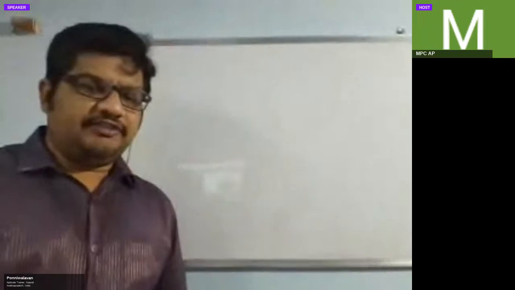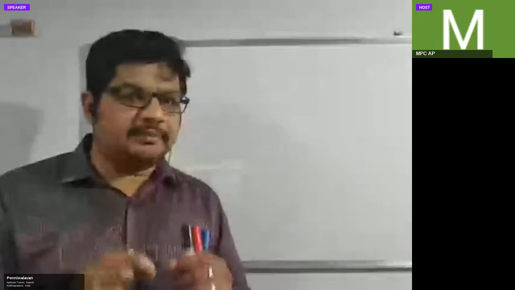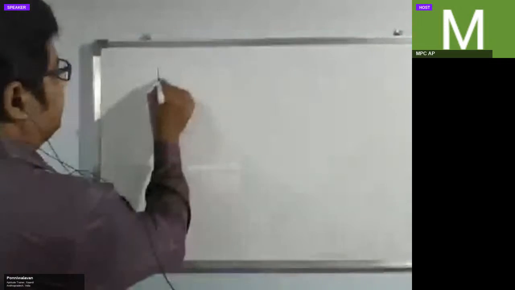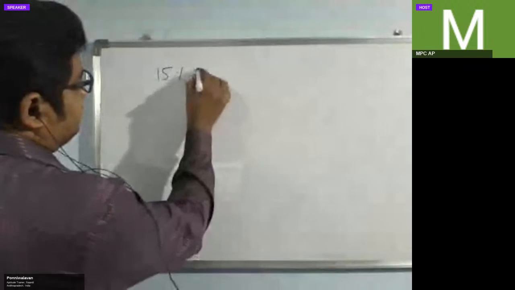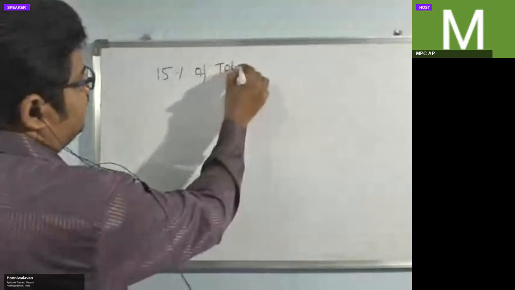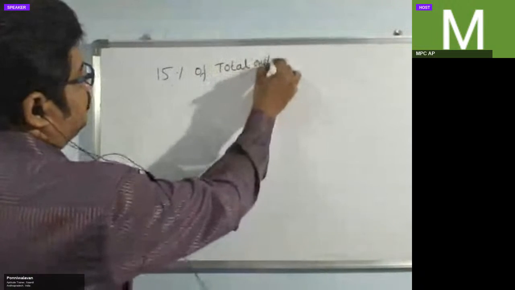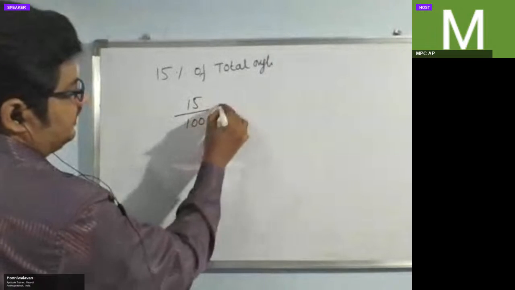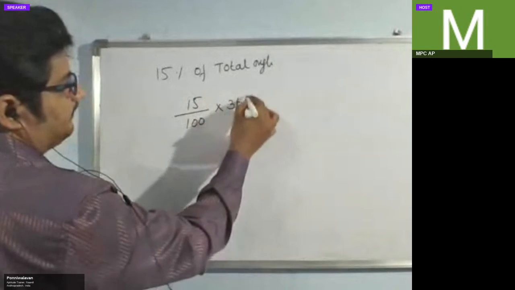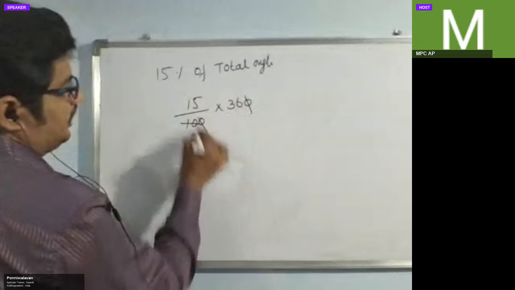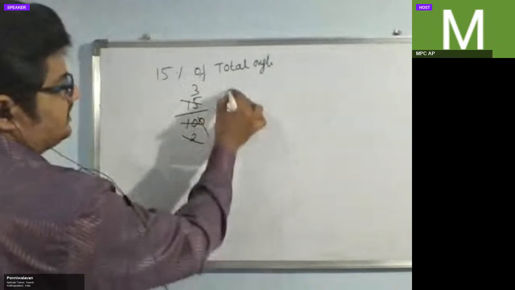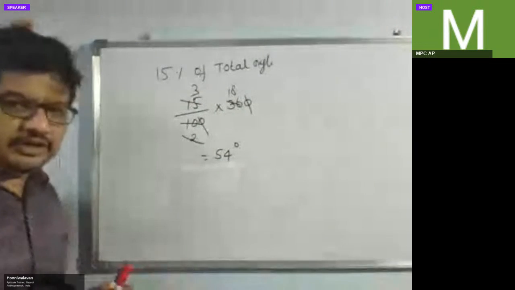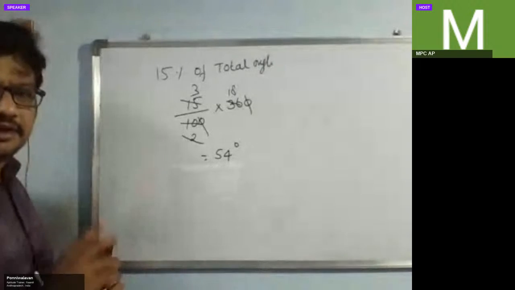15. We know the percentage is 15, but they are asking the angle. So we need to find the 15 percentage of total angle. So it is 15 divided by 100 into 360. This is 2 times and this is 3 times and this is 18. 54 degree.